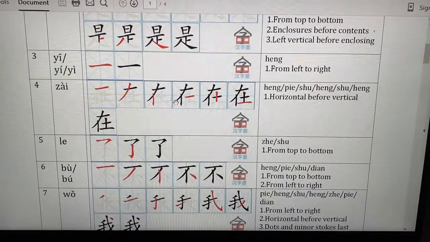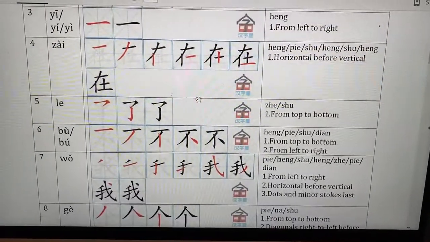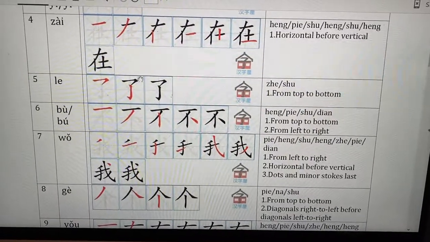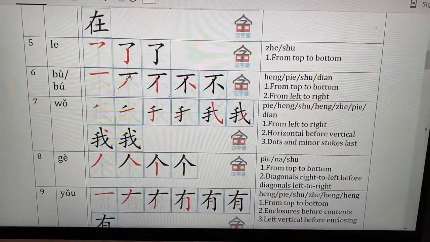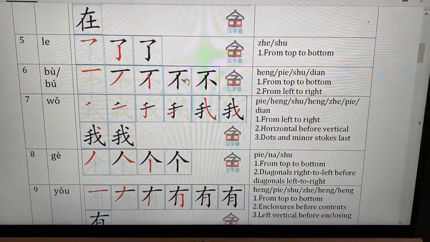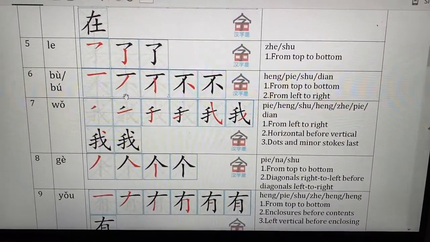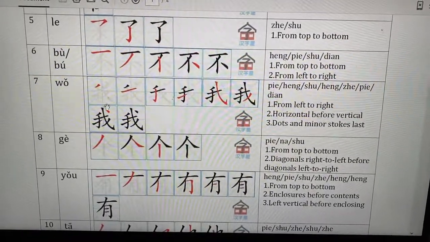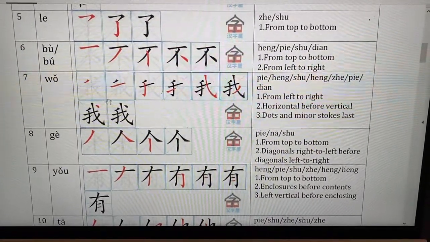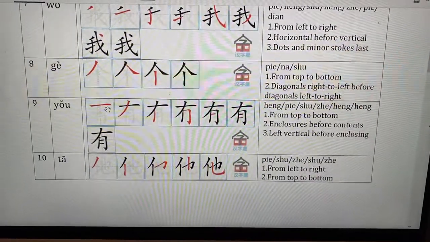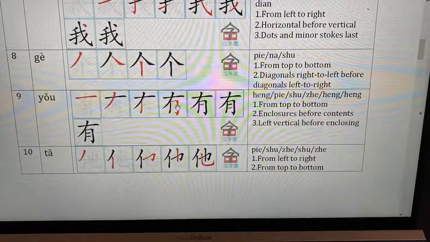And in this zai, you have a cross like this. In this le, the first stroke and the second one. For bu, you should pay attention that the last one is a dot without touching any other parts. For wo, it's a little bit complicated. The key point is you should do this dot in the end. For you, you also have an open enclosure like this.